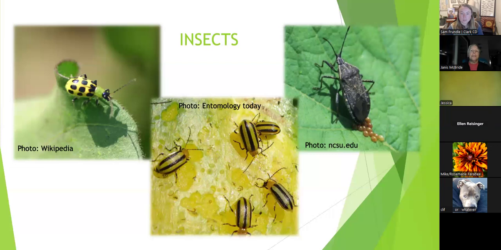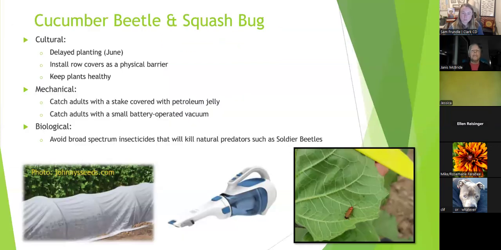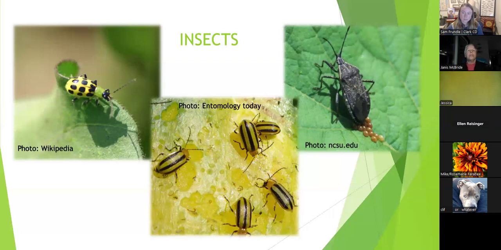So the cucumber beetle, those are the two over on the left side. We've got a spotted and a striped. And then on the right side, we've got what's called a squash bug, and that guy's a little bit bigger. They can be devastating to a vegetable garden.